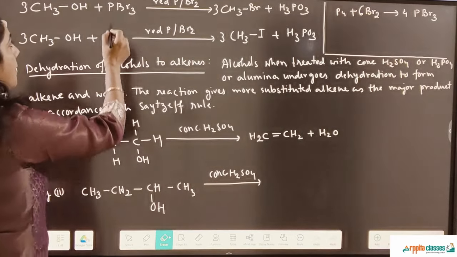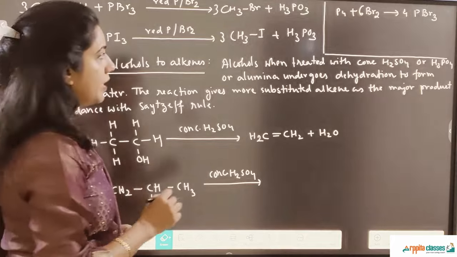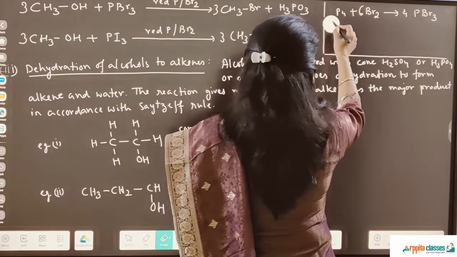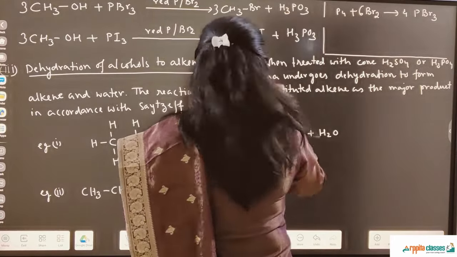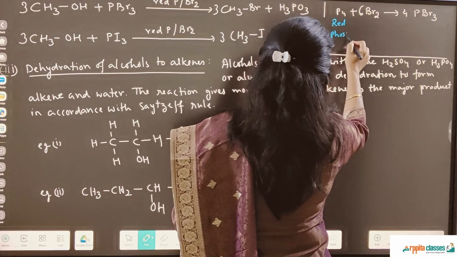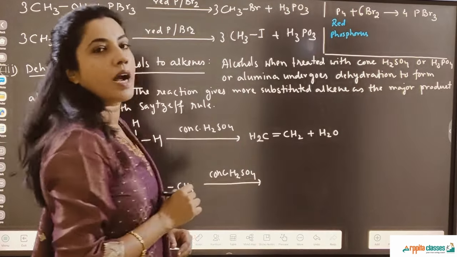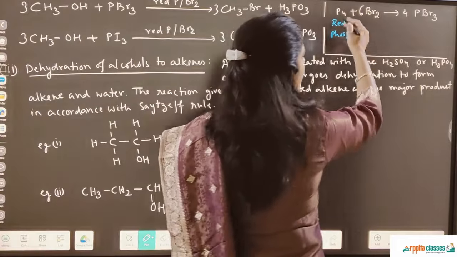So basically, PBr3 is formed out of these two reagents. You can see the reaction over here. P4 is my red phosphorus. Red phosphorus reacts with Br2 to give you PBr3, phosphorus tribromide. This is a balanced equation for that.